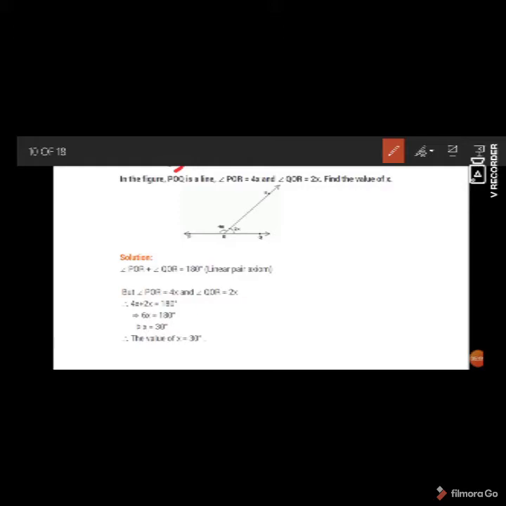POR and QOR together will give us 180 degree by linear pair axiom. So angle POR is equal to 4x and QOR is equal to 2x. Substituting the value, we get 6x is equal to 180 degree, which implies x is equal to 30 degree. So the value of x is 30 degree.